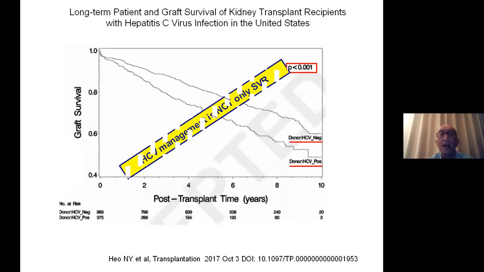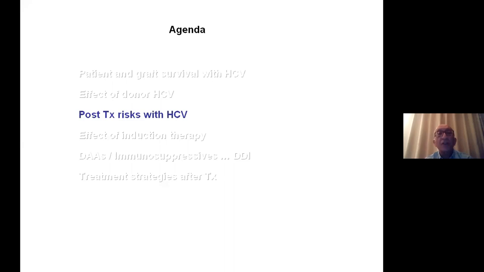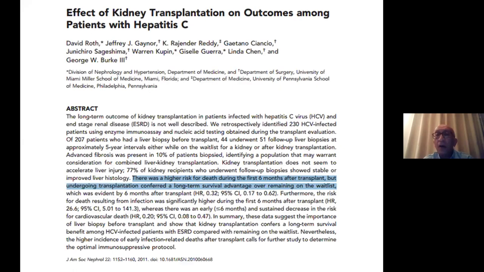So it's not only a sustained viral response, and we should manage the occurrence of hepatitis C among the recipient and among the donor as well as a considerable risk factor, and we should search for other immunological imprints or epigenetic imprints which might be impacting on the immune system of the recipient and having its effect on the long-term outcome. What about the post-transplantation risks with HCV? There was a considerable higher risk patients with HCV in the first 3 or 6 months after transplantation. But performing transplantation confirmed a long-term survival advantage if we could bypass this risky, very early period.